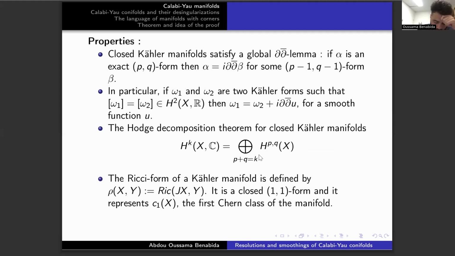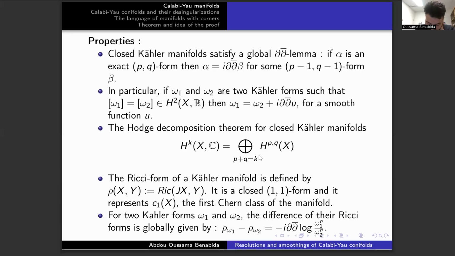Another thing about Kähler manifolds is that we can define what's called the Ricci form. This is the Ricci tensor composed with the complex structure J. We call this rho. This is called the Ricci form. The fact about the Ricci form is, first of all, it is closed. It's a (1,1) form. And most importantly, it represents the first Chern class of the manifold. So it is a closed form which is included in the first Chern class of the manifold, which is a cohomology class. So this is very important.